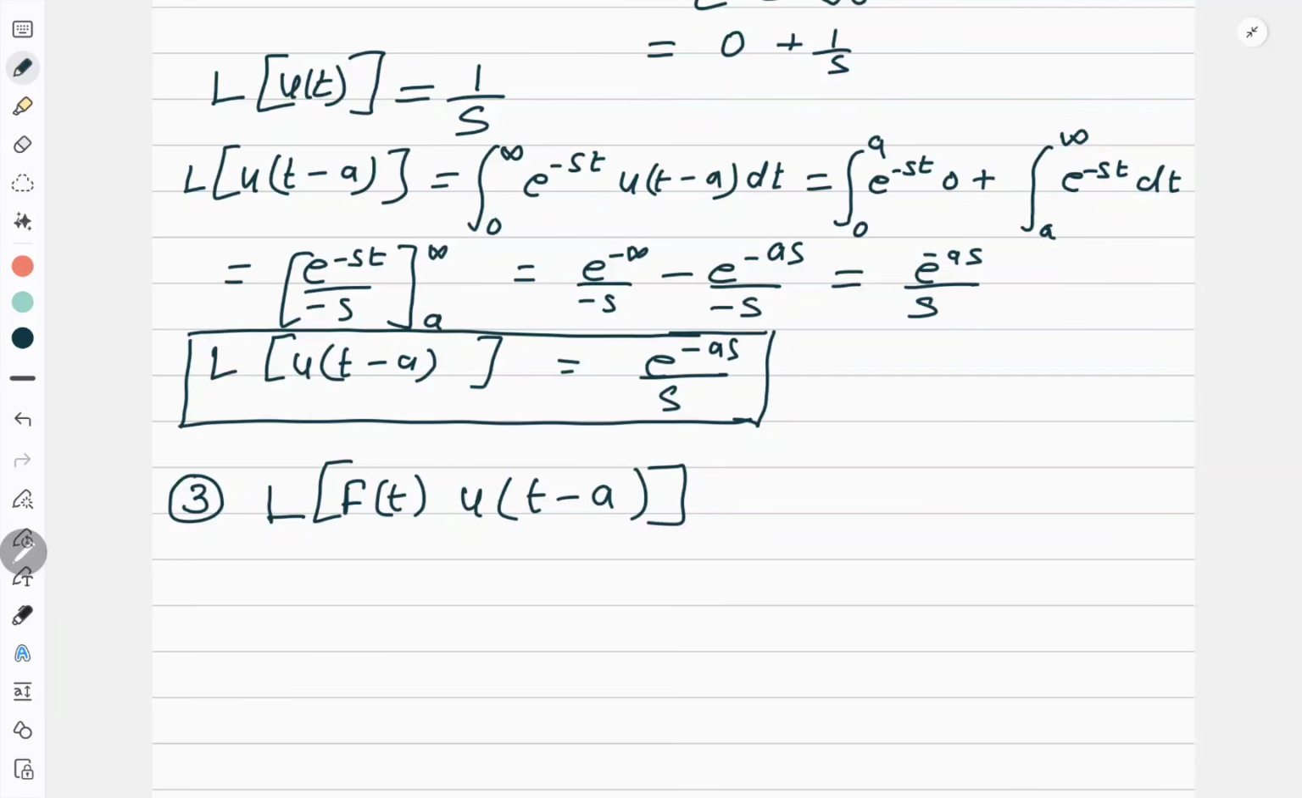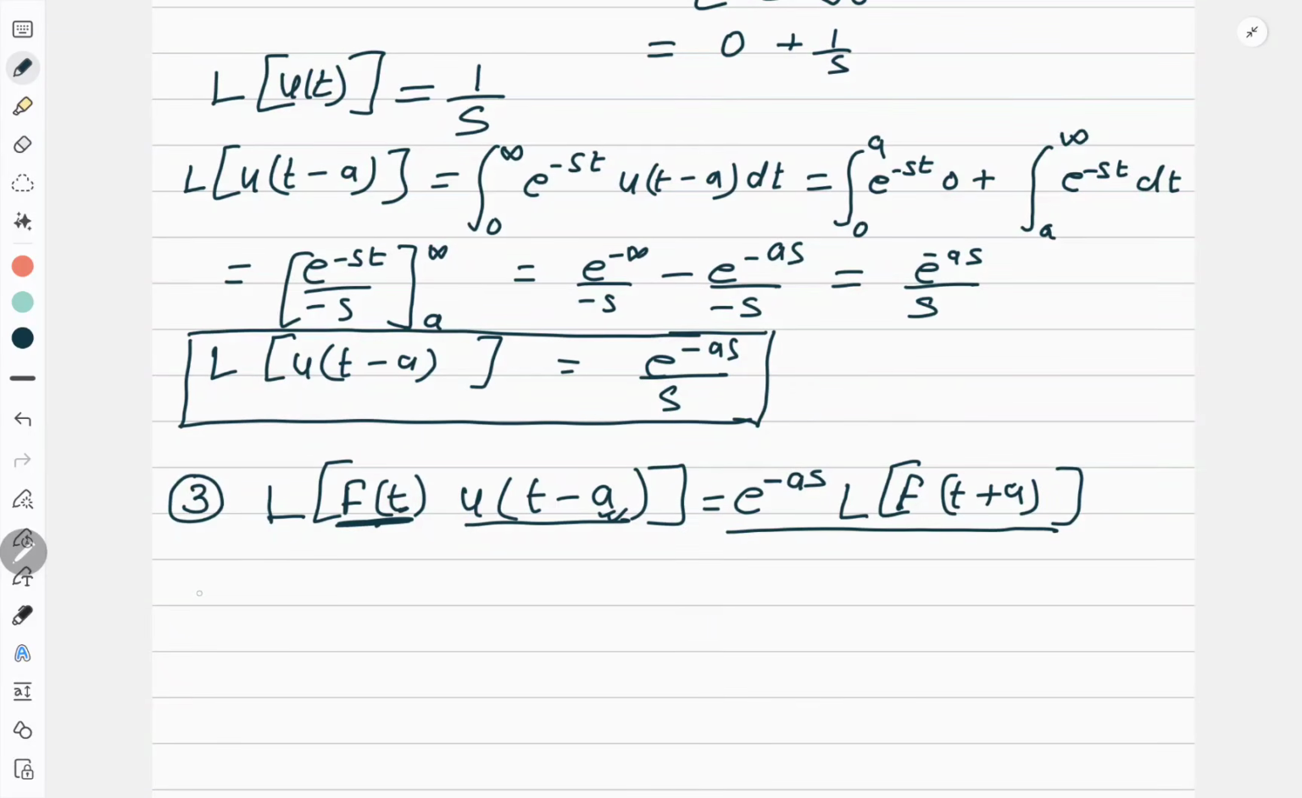Now see, whenever you have a function with unit step function, first recognize this value, it is a. So you write down e to the power minus as. First step. Then you write Laplace transform of this function, but in place of t, you write t plus a. So f of t plus a. This is the next important formula you need to remember.